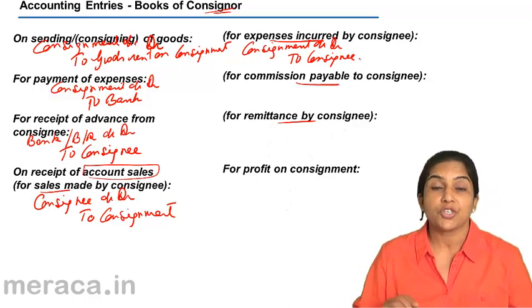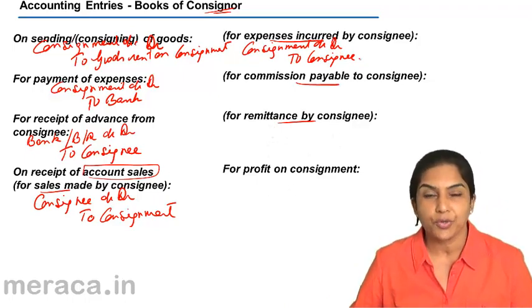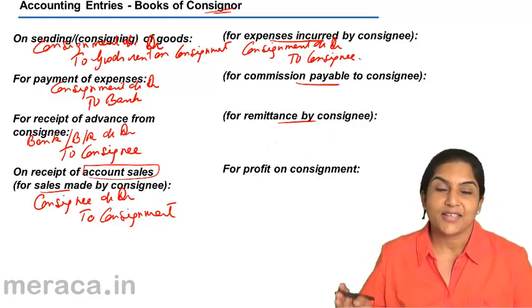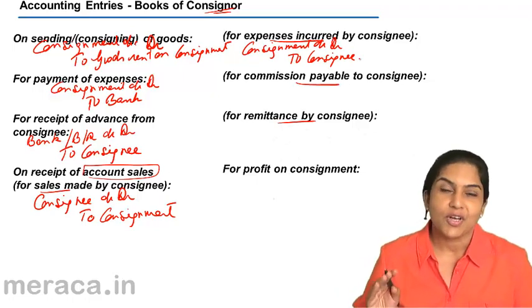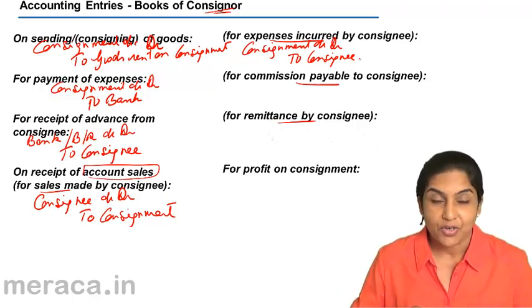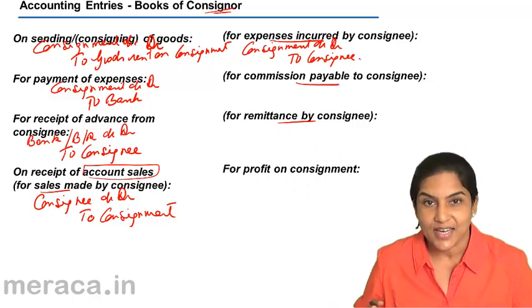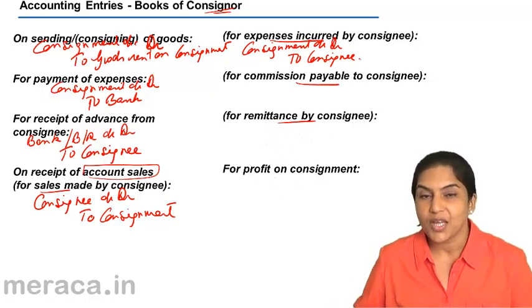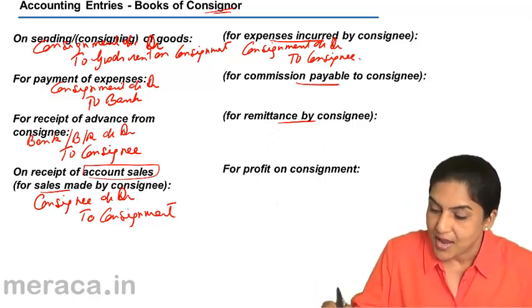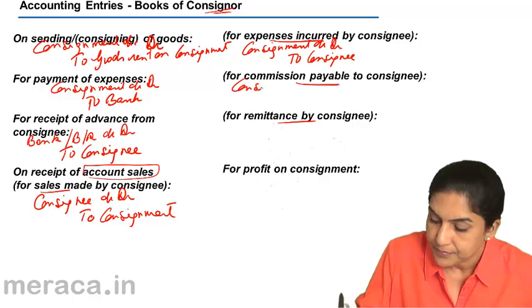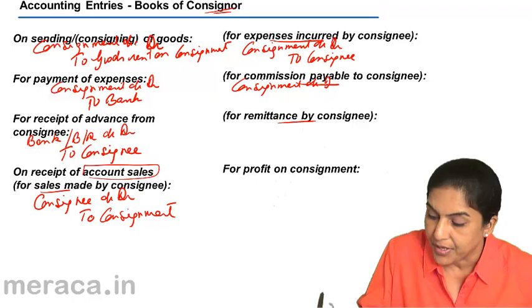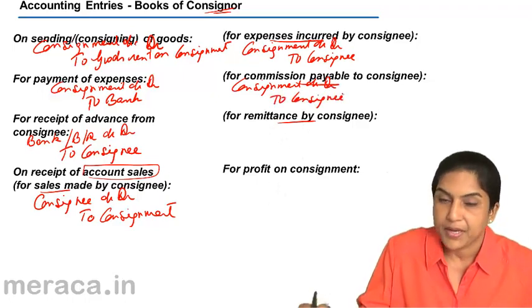For commission which is payable to the consignee, what would we do? Commission again is an expense of consignment. So again we would debit consignment account. We credit consignee's account since it is payable to the consignee. So it's the same entry. Consignment account debit to consignee for commission payable.